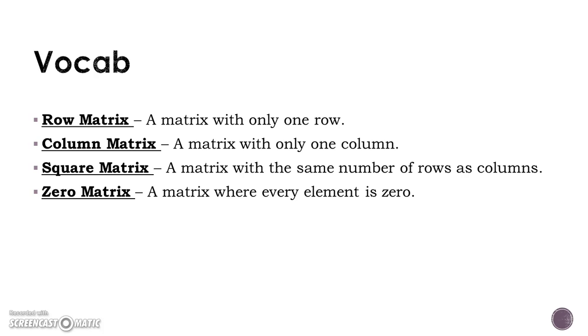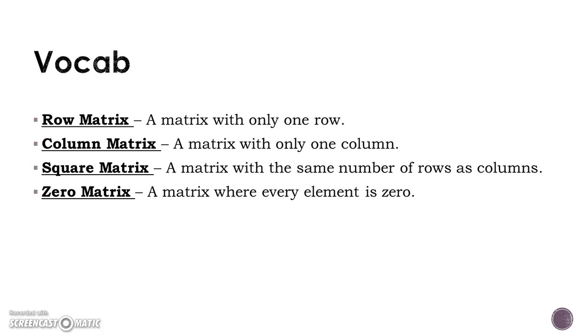So there are some vocab words based off of matrix dimensions. A row matrix is a matrix with only 1 row. A column matrix is a matrix with only 1 column. A square matrix is a matrix with the same number of rows as columns. And a zero matrix is a matrix where every element is 0.